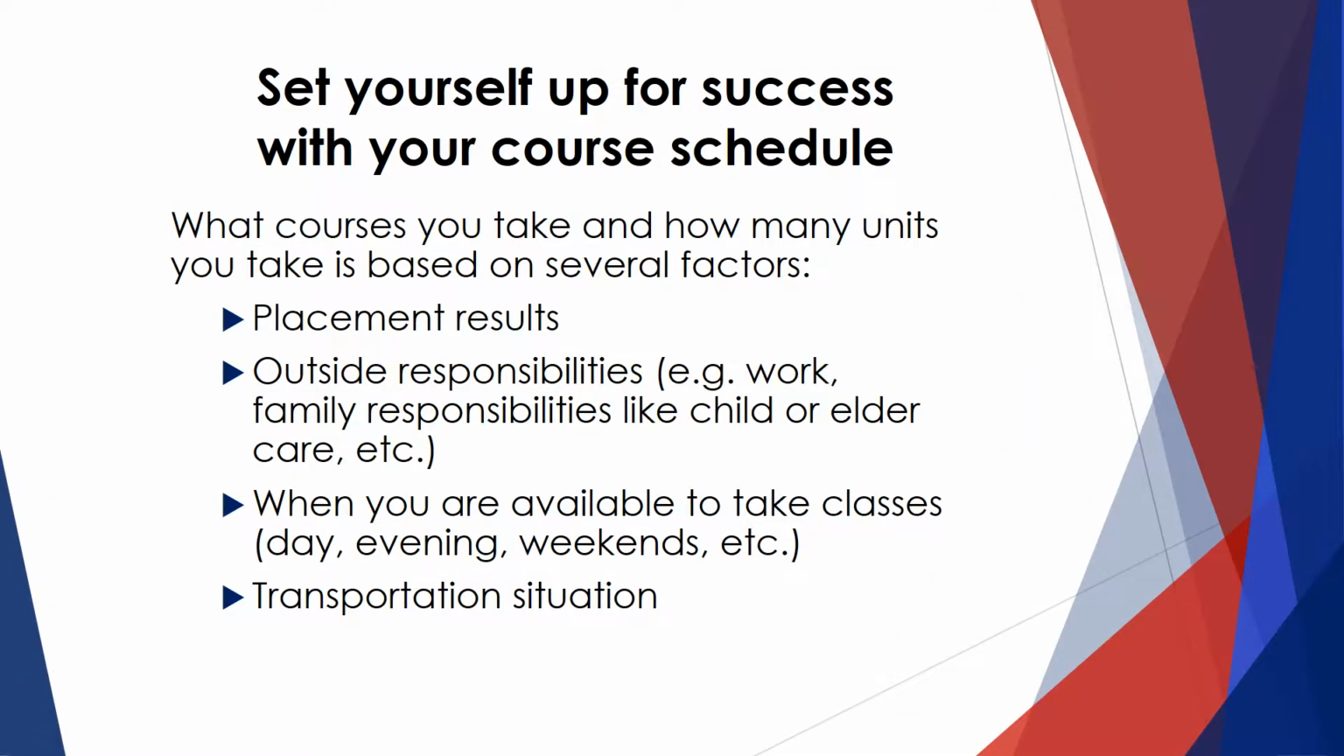What courses you take and how many units you take is based on several factors: your placement results, any outside responsibilities you have, when you're available to take classes, and your transportation. For Achieve, you have decided to attend school full-time, which is at least 12 units, but make sure to think about these factors when creating your schedule. It's not recommended that you take more than 15 units in your first semester of college.